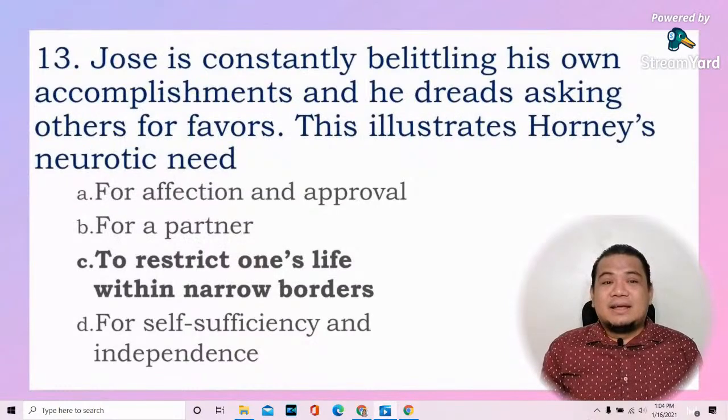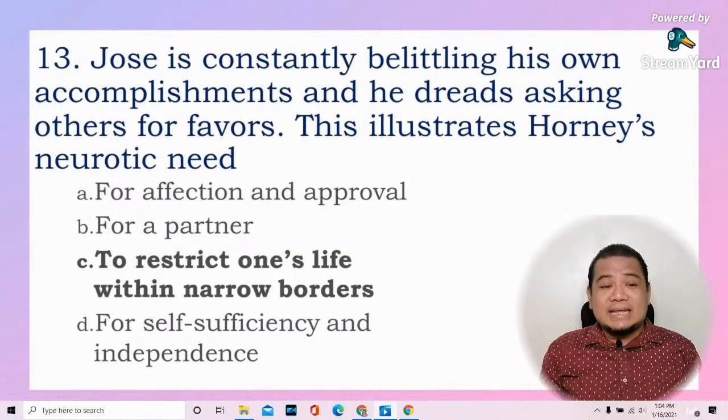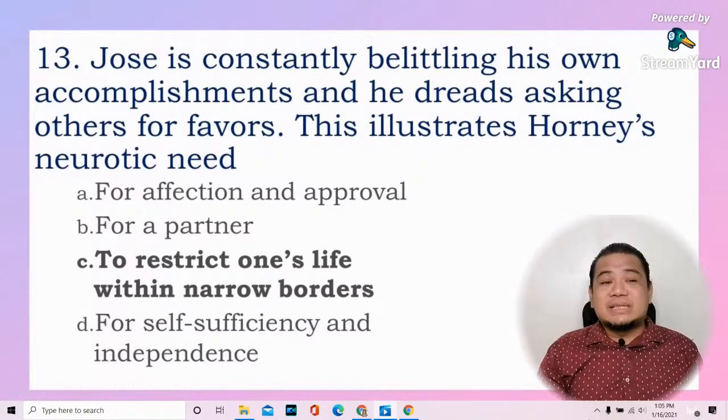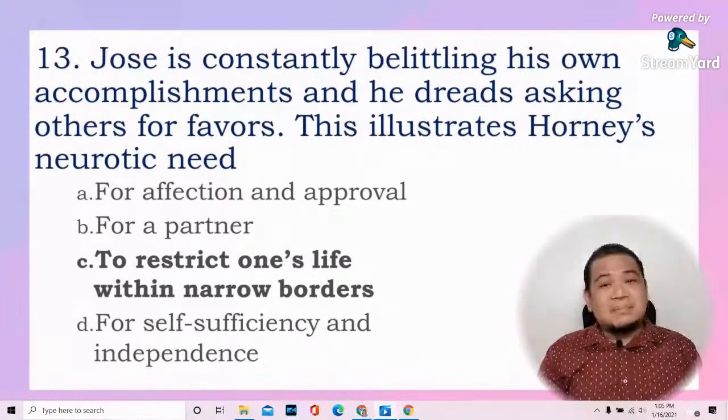Number 13. Jose is constantly belittling his own accomplishments and he dreads asking others for favors. This illustrates Horney's neurotic need, letter C, to restrict one's life within narrow borders. The neurotic need to restrict one's life within narrow borders strives to remain inconspicuous, to take second place, and to be content with very little. They downgrade their own abilities and dread making demands on others.